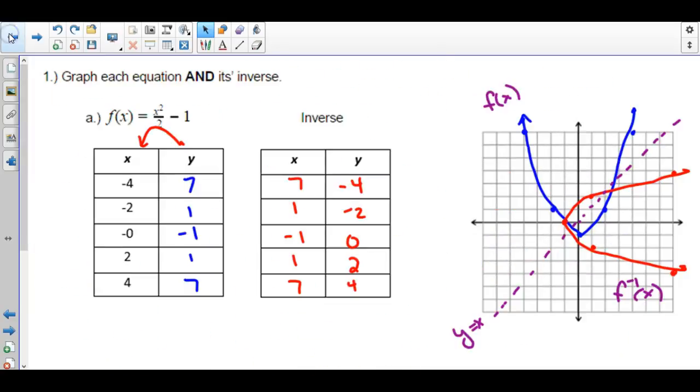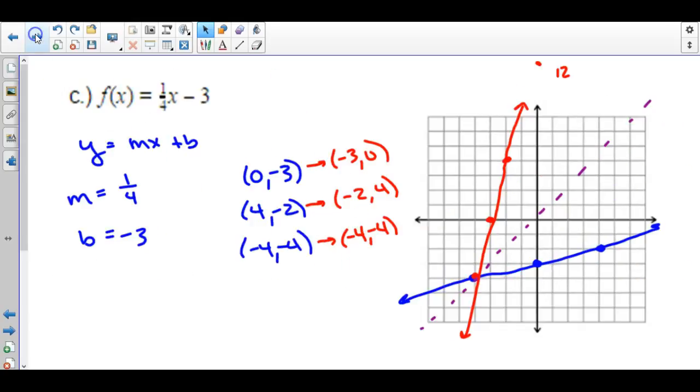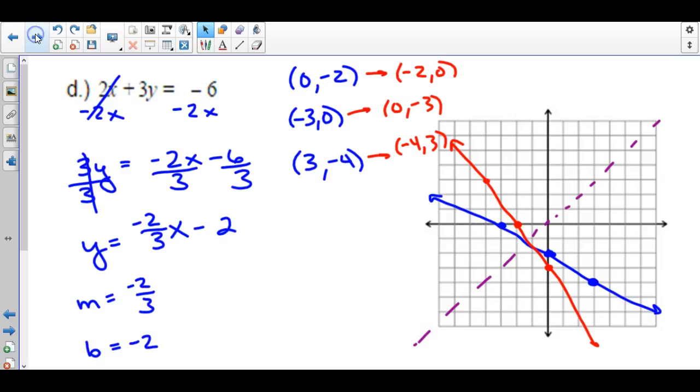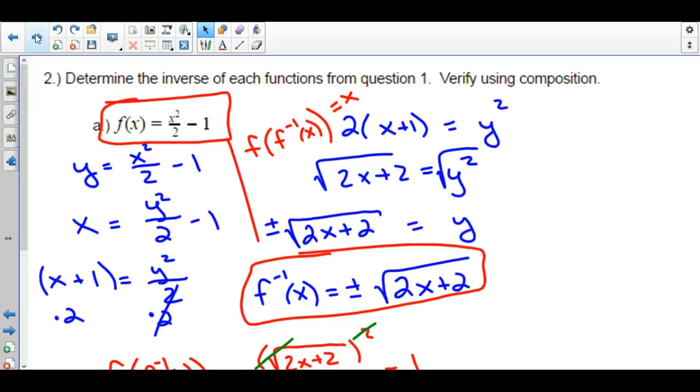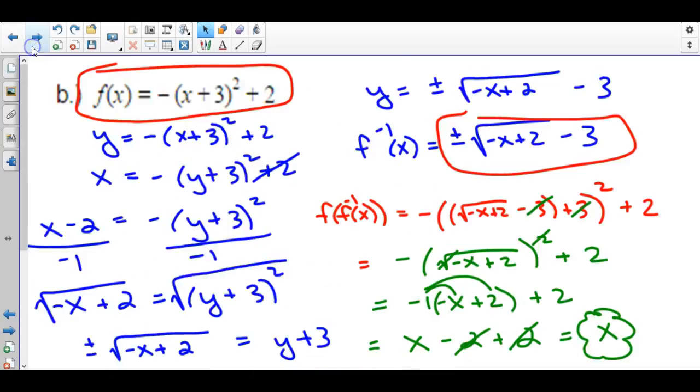So quick recap of all this: we graphed quadratic functions and their inverses using table of values. I did my linear equations by identifying the slope, y-intercept, and some points, and just basically flip-flopping the x and y coordinates. And then we found the inverses of functions and verified them using composition, and did that both for linear and quadratic.